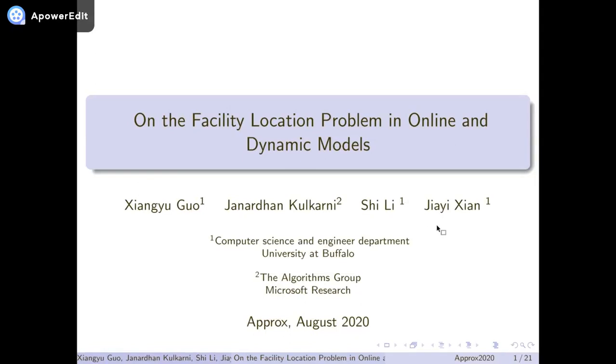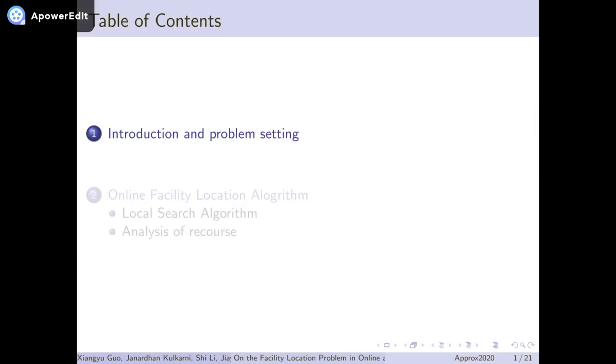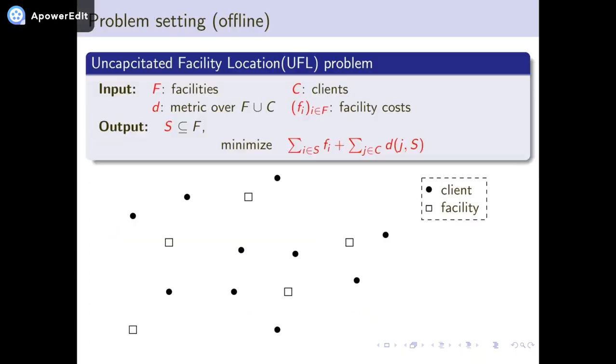Now let's warm up with the introduction of the UFL problem. UFL is short for Uncapacitated Facility Location. The offline setting is as follows. We are given a set F of facilities, a set C of clients, and a matrix over F and C.